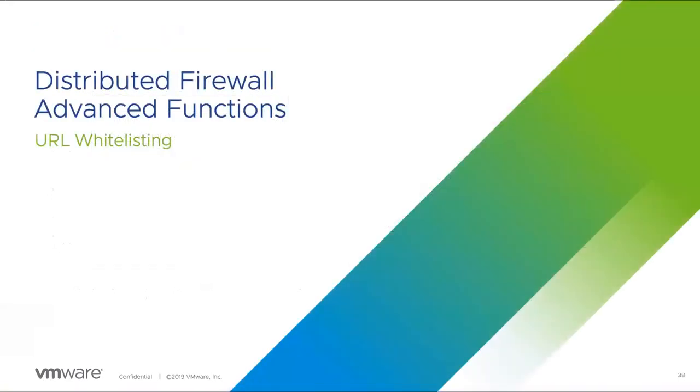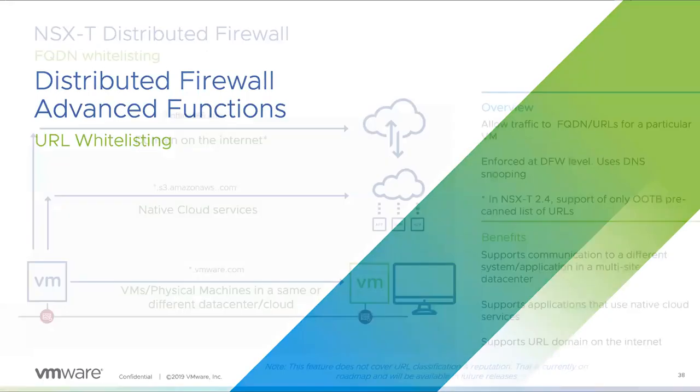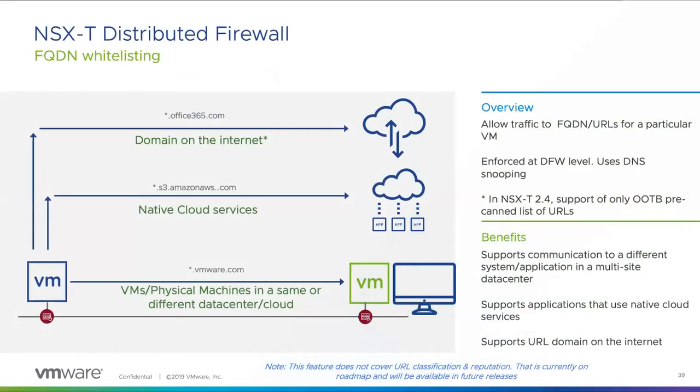Distributed firewall advanced functions for URL whitelisting. So for FQDN whitelisting, this is where we have specific domains on the internet or specific cloud services that workloads need to connect to, and we want to allow or deny based on those specific destinations. So we use DNS snooping to map the FQDN to the IP.